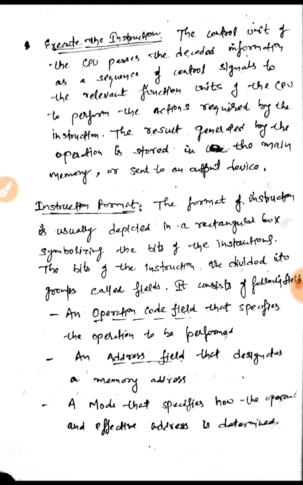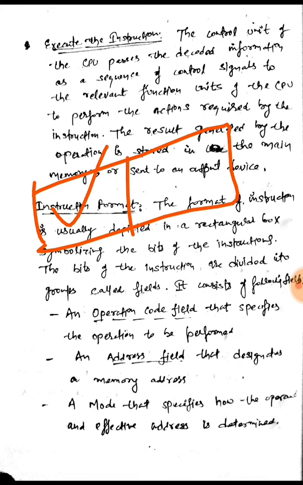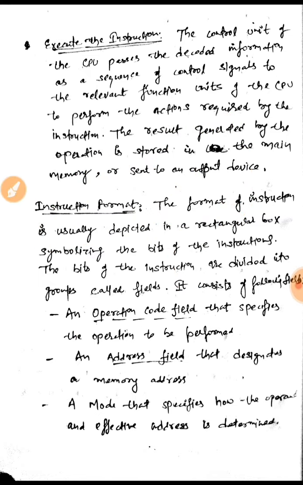Then we have an address field that designates a memory address. Then we will be having the opcode and the operand, which will designate the memory address, and a mode that specifies how the operand and the effective address is determined. The addressing mode will define how the data will be fetched, whether it is stored in the register or in main memory, and how it will be fetched. So this will depend on the addressing mode.